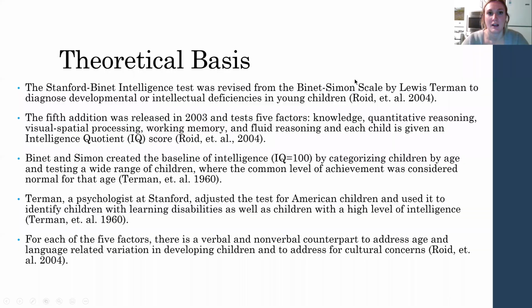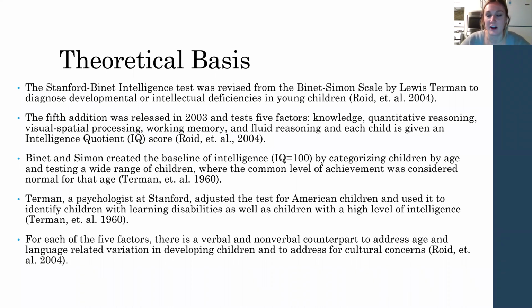I chose to do my critique on the Stanford-Binet intelligence assessment. For the theoretical basis, the abbreviation is the SB5, and it was revised from the Binet-Simon scale by Louis Terman, and originally was used to diagnose developmental and intellectual deficiencies in children. The fifth edition that's used now was released in 2003 and was adjusted by Gale Roid.